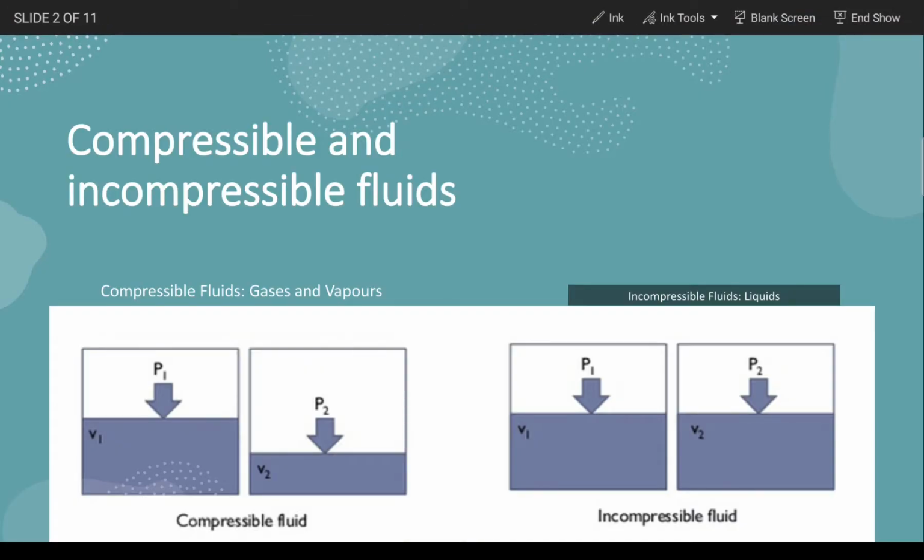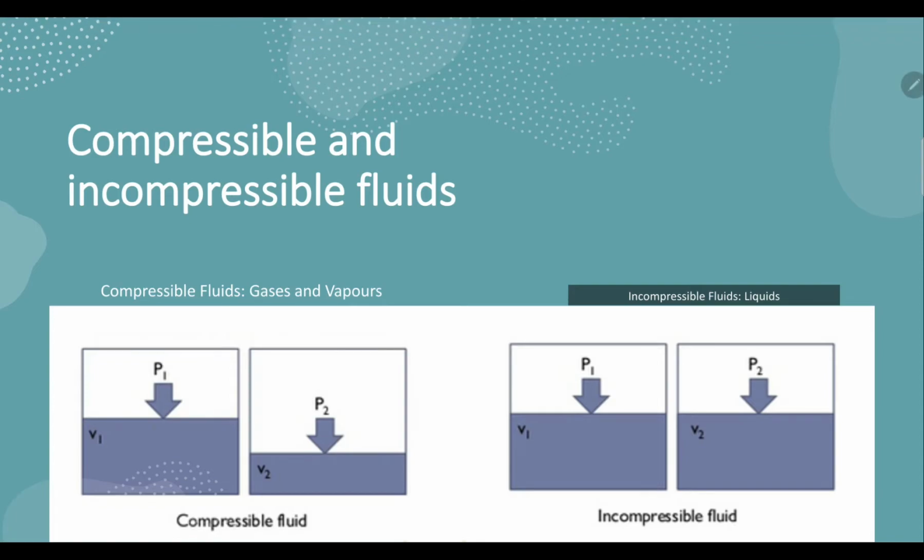I just want to remind you all of something: compressible and incompressible fluids, my dear people. A compressible fluid is something like a gas or vapor, where when a pressure is applied on it, the volume gets reduced. Do you see? Volume 1 and volume 2 are different, because they are very compressible, something like gases and vapor. Whereas an incompressible fluid is something where even if pressure is applied, the volume remains the same. An example would be liquid.